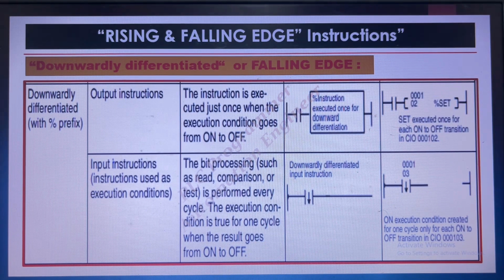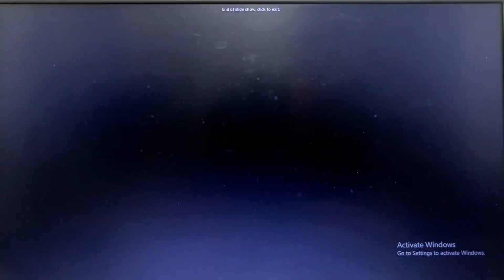Falling is downwardly differentiated, with the prefix %. With an output instruction, the execution condition goes from on to off, and input instructions use execution conditions. The operation condition is true for one cycle when the result goes from on to off.